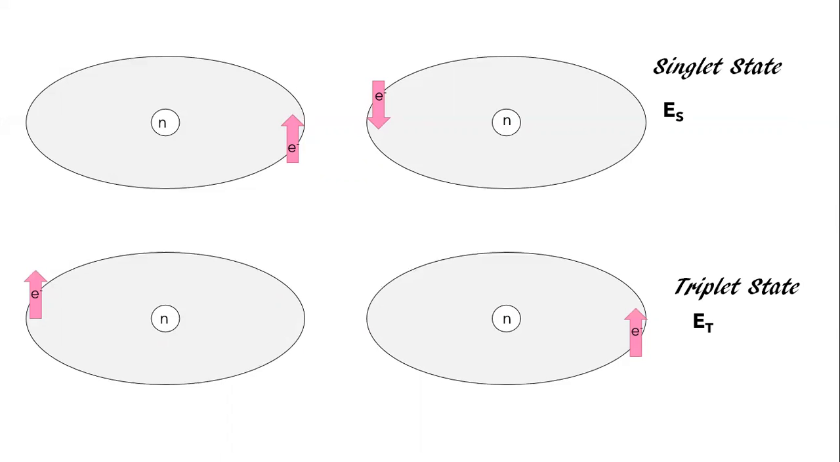Now let me define a quantity J as ES minus ET. The use of this J would appear later, but for now, consider this. If J is positive, that would mean that the energy of singlet state is more than the energy of triplet state, implying that triplet state is a more favorable configuration. That would further imply that the electrons in the neighboring atom would try to parallelly align.